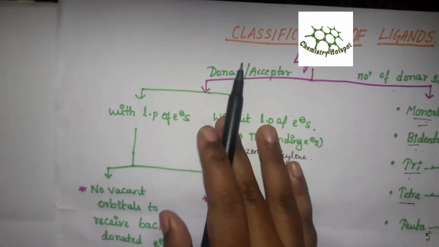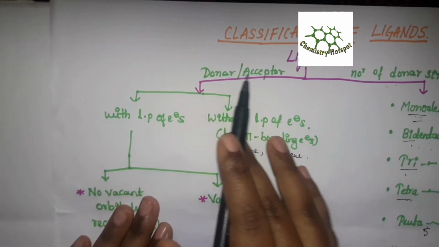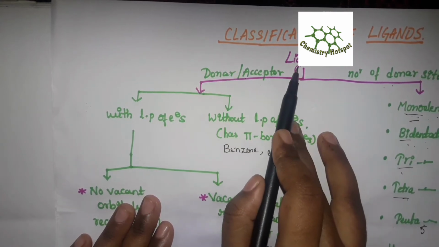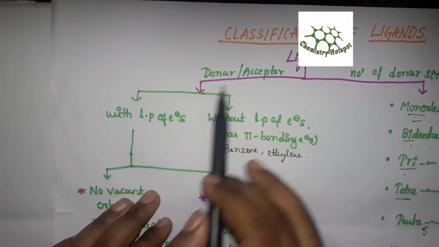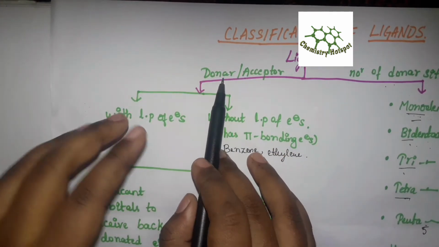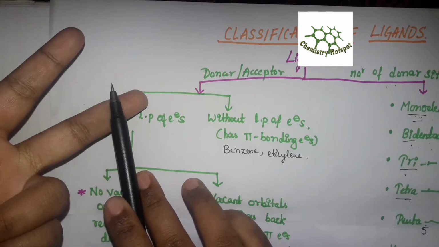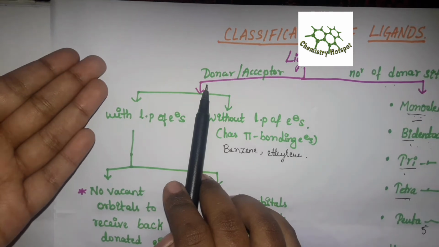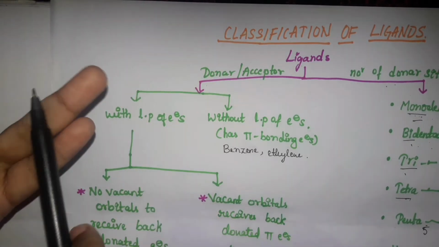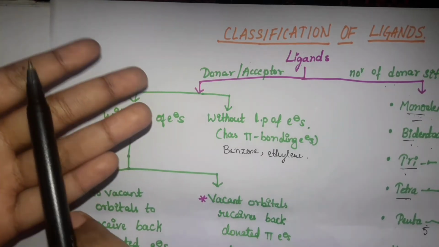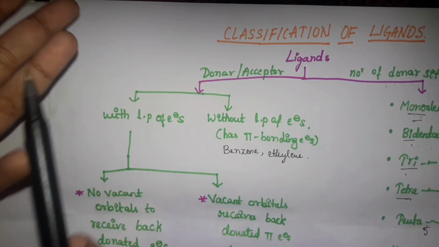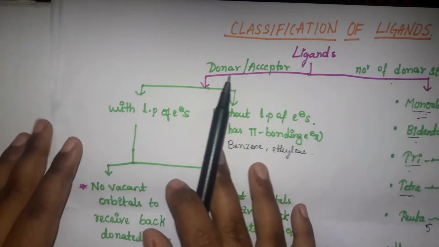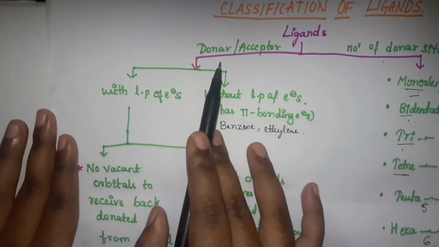The next classification we will discuss is based on donor or acceptor types. Ligands can act as a donor ligand or an acceptor ligand. In organometallic compounds, you will study this in depth: sigma donor, sigma acceptor, pi donor, pi acceptor, sigma donor pi acceptor, pi donor sigma acceptor, etc. Here let's briefly cover the classification.